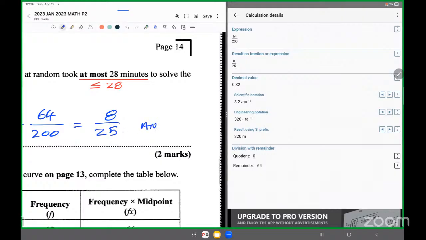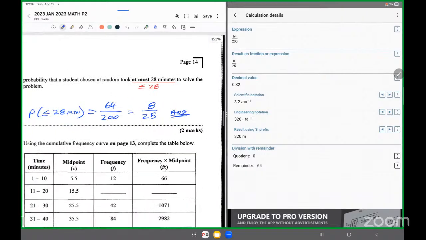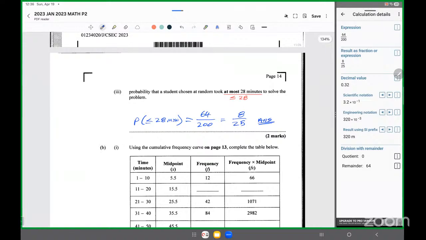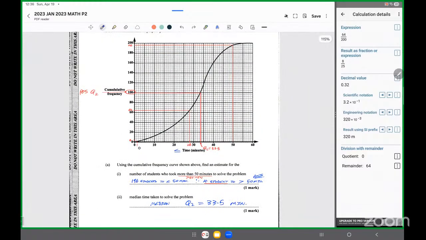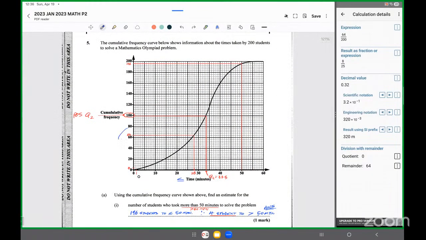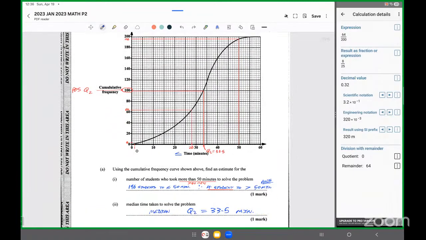That's the answer. But I see all those lines I drew on the graph, and I'm leaving them so CSEC can see where my 64 came from. I'm leaving all those markings on the graph. 64 right here, I'm leaving it there. The 28 down there, I'm leaving. I leave all those markings to show where you get your values. All right? So leave them on the graph.